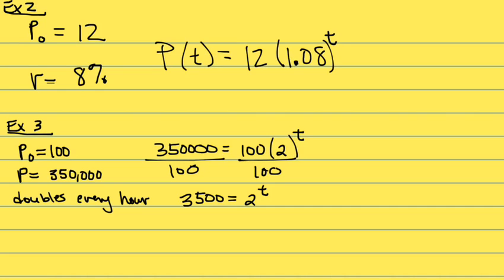Whenever you have a scenario like this where your variable is in the exponent, I don't have any options, at least in this problem. I'm going to have to convert that to a log unless I can get both sides to be 2 to some power. And 3,500 is not a power of 2. So here's the key step.